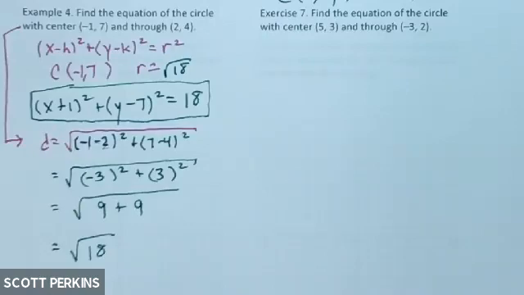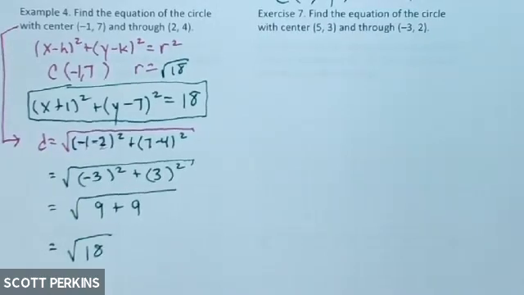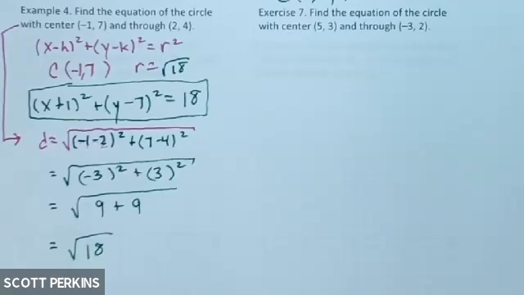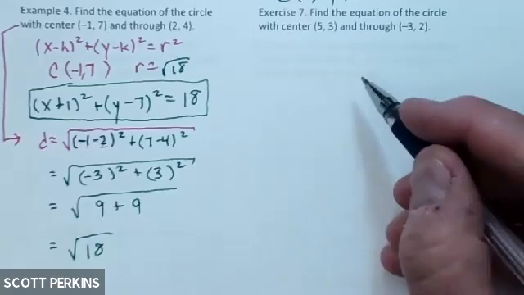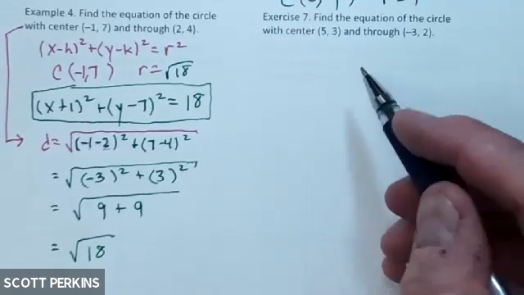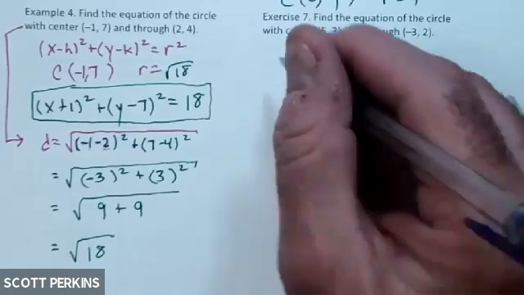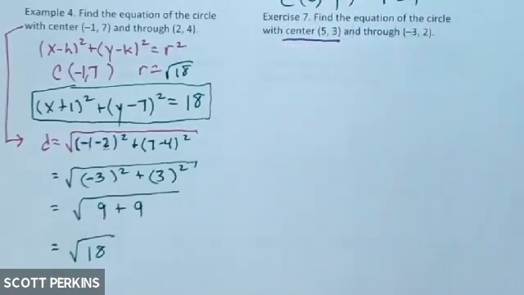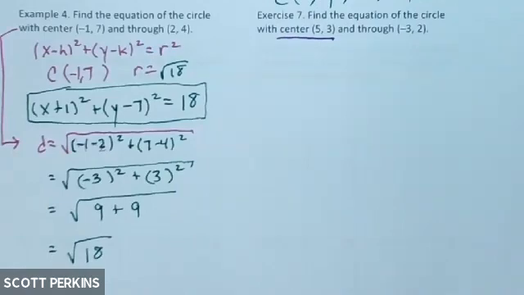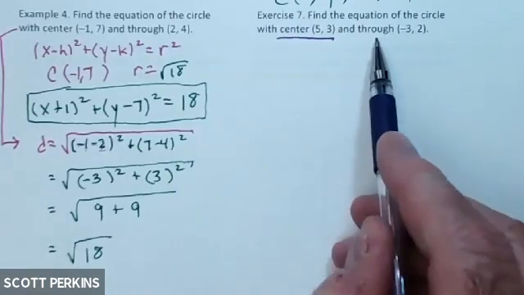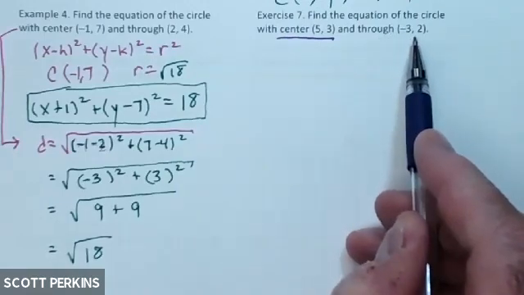Just going to get started on the arithmetic. So as you're working, keep working. Don't be distracted by me. Once again, it's the same set of parameters. I'm asked to find the equation of the circle. I am given the center. That information is very straightforward. But instead of being given the radius directly, I'm told a point that the graph goes through.